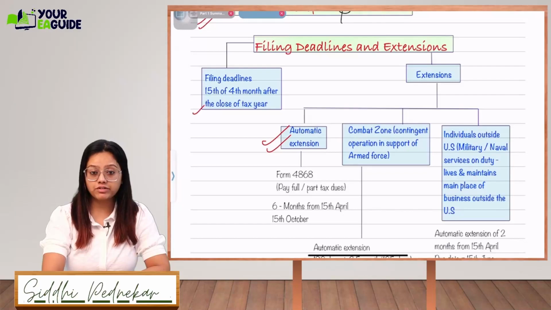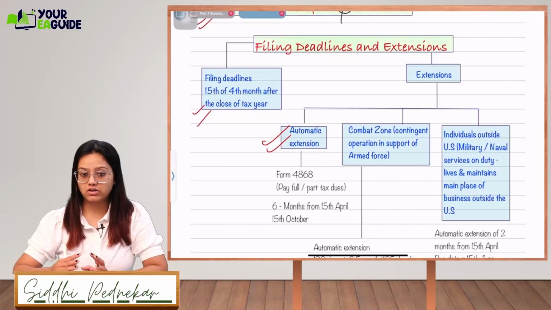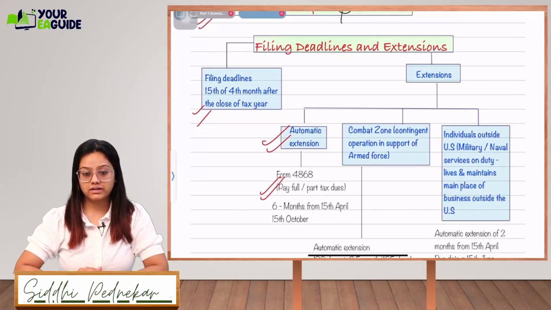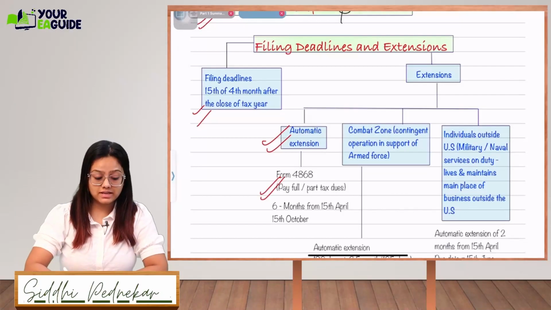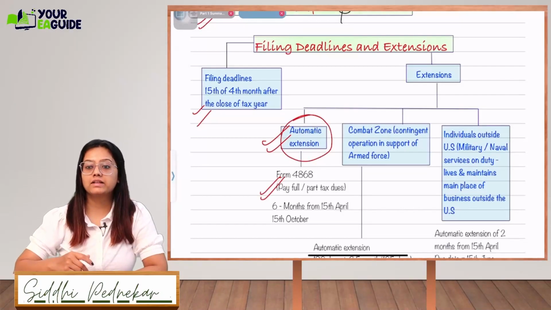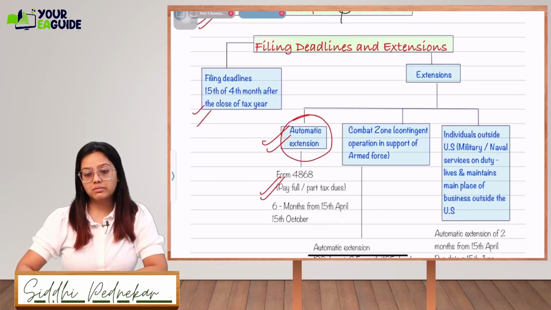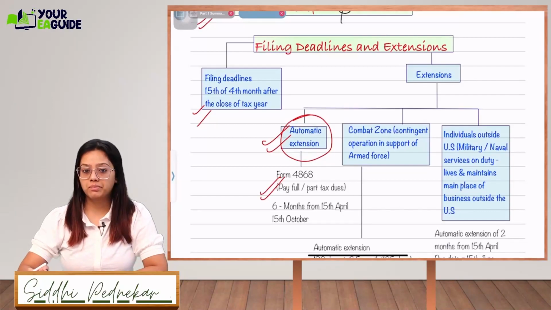So what is the due date? Our 15th April. So before 15th April, you just have to file the 4868 form as an automatic extension, and you can pay your taxes at that time or pay part taxes, because this extension is just for filing the tax return, not for paying the taxes. If you pay taxes with a little bit of delay, there will be a penalty charged for non-payment of taxes.